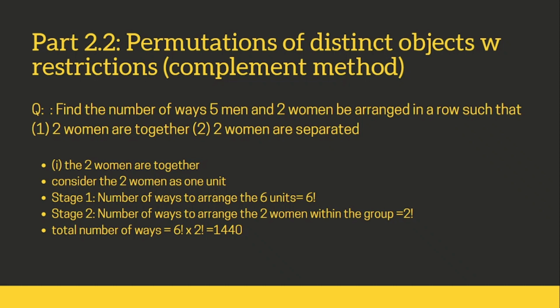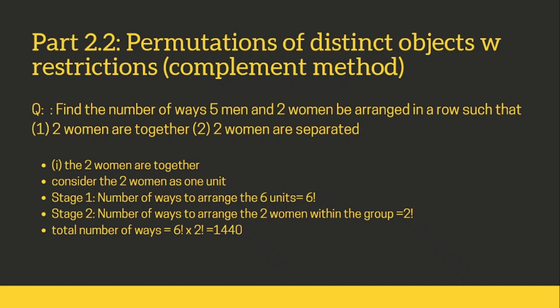So in this question, find the number of ways 5 men and 2 women can be arranged in a row such that in part 1, the 2 women are together, and part 2, the 2 women are separated. So for part 1, let's just consider the 2 women are together. So it's similar to our previous part, which is the grouping method. We consider the 2 women as 1 unit. So the first stage, we arrange the 5 men and 1 unit of women under 6 units, 6 factorial. Stage 2 is the number of ways to arrange the 2 women within that particular unit, so 2 factorial. And so the total number of ways will be 6 factorial times 2 factorial, equal 1440.